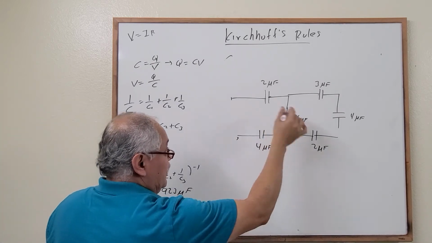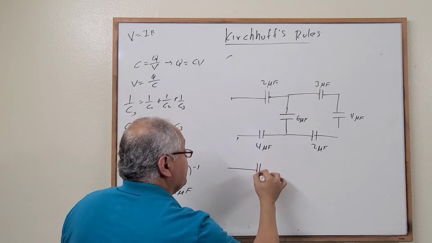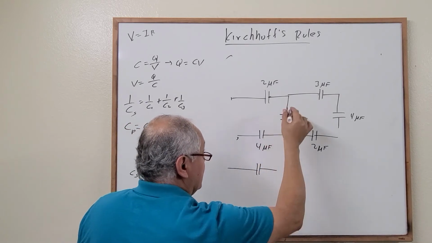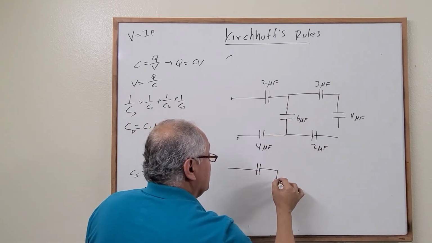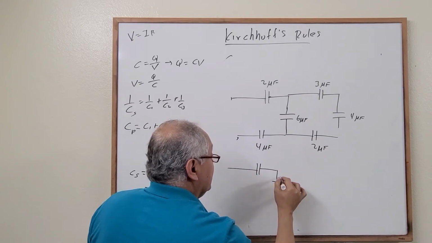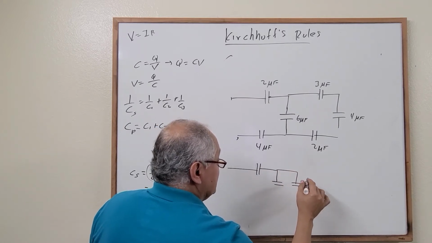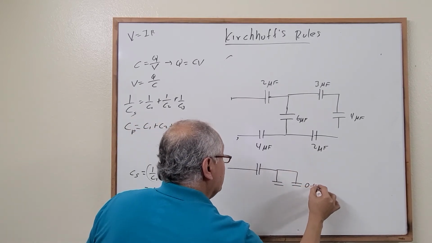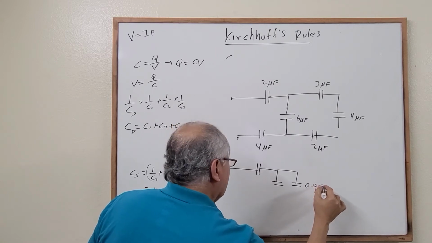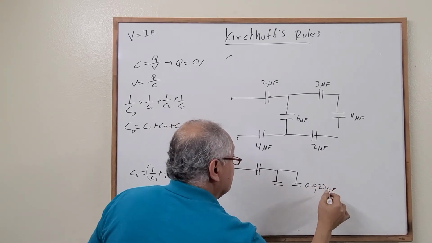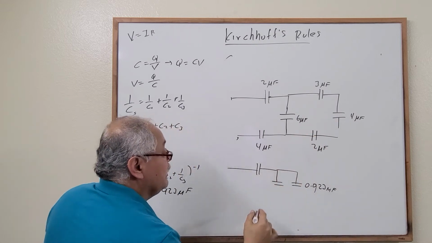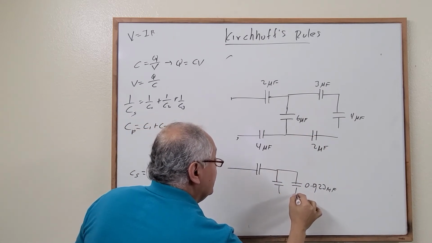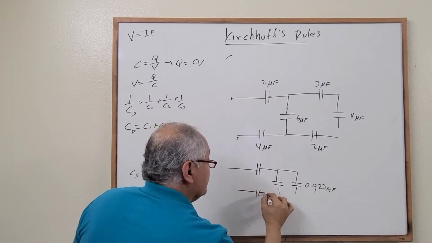So what do we have then? Look, we can draw the same circuit, but we represent this one as only one. This is going to be 0.923 microfarad, which is the equivalent for these three, correct? And we continue in this way.